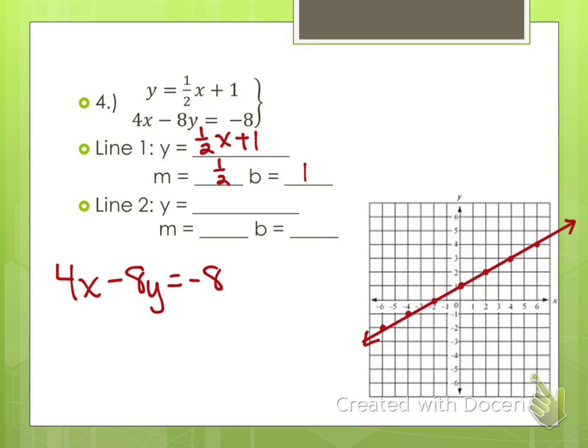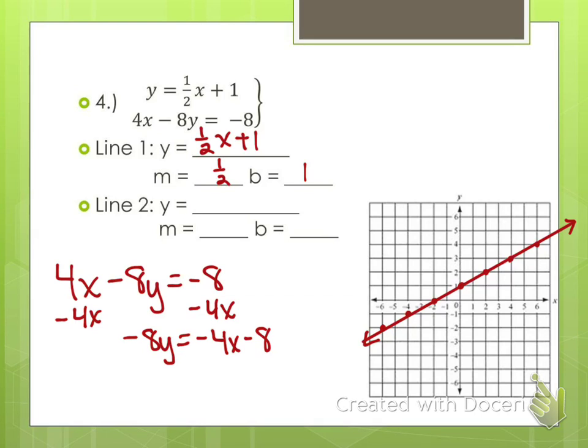So let's work on that. Jaquan, what's the first thing I would do to get y by itself? Subtract 4x. Wonderful. We subtract 4x from both sides. That gives us negative 8y equals negative 4x minus 8. Y is not by itself yet.